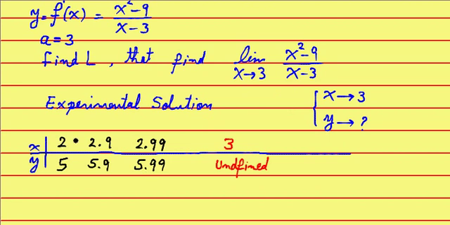Now in this fashion we are coming close to 3 from the left-hand side of it. I could come from the right also. So for example, I could have started at 4. If I plug 4 into this expression, 16 minus 9 is 7, divided by 1, this answer turns out to be 7.